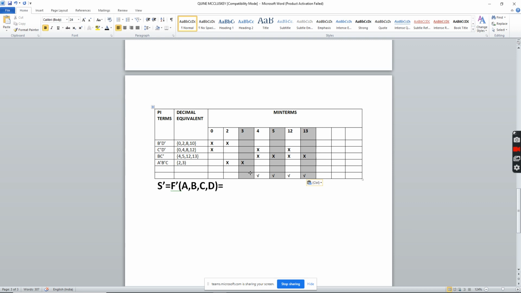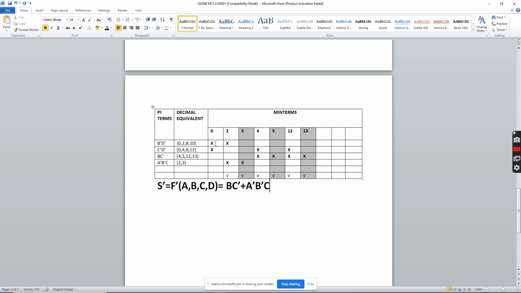Next, the DP here, 2 and 3, I have to use mandatorily. So I'll copy these two here. So what is this row? BC bar. I'll write BC bar plus A bar B bar C.